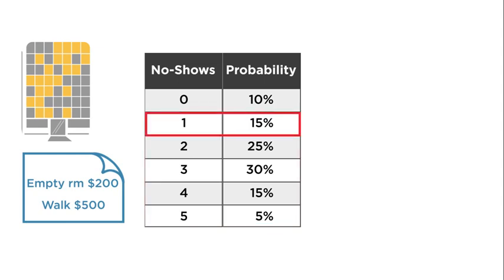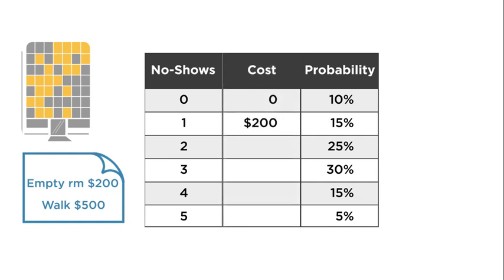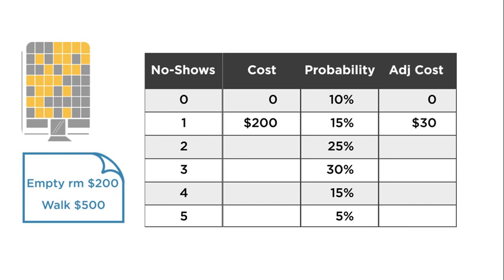So 15% of the time, we're going to have 1 empty room, and 25% of the time, we're going to have 2 empty rooms. There is a cost associated with that, because remember that each empty room costs us $200. It's an opportunity cost. So let's see, how much does this actually cost us? 15% is $200, so that's going to be about $30. And 25% of the time, we have 2 empty rooms, so 25% of the time it's going to cost us $400. 30% of the time we have 3 empty rooms, so that's going to cost us $600.